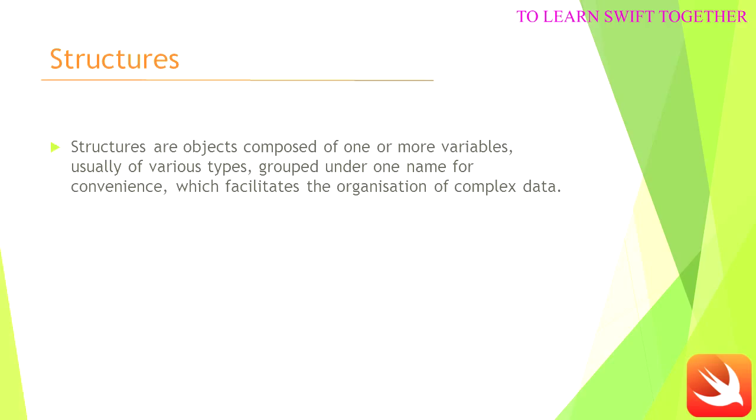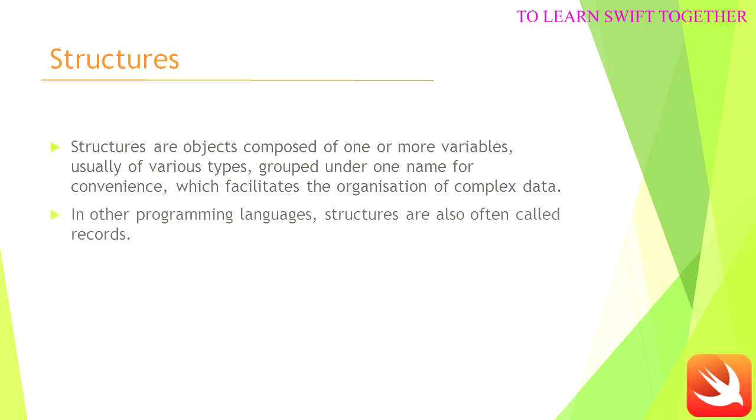Structures are objects that consist of one or more variables. They are usually of various types, grouped under one name for convenience, which helps with the organizing of complex data. In other programming languages, structures are often called records.